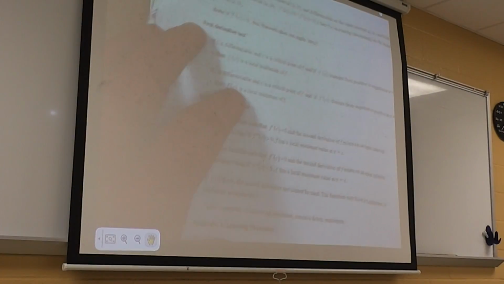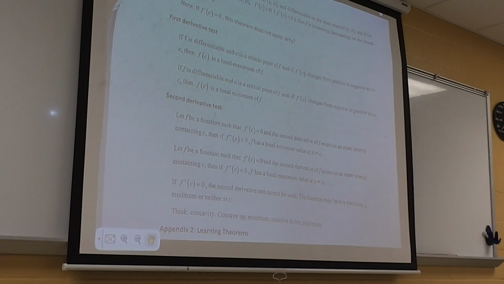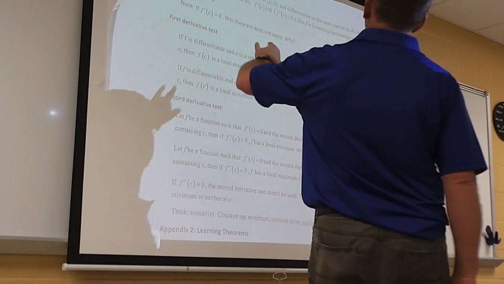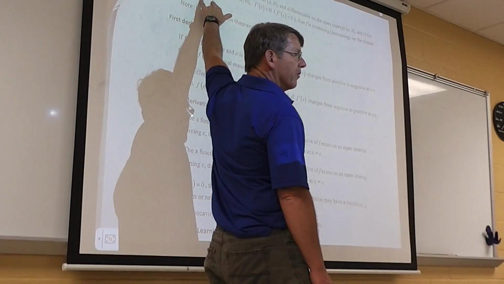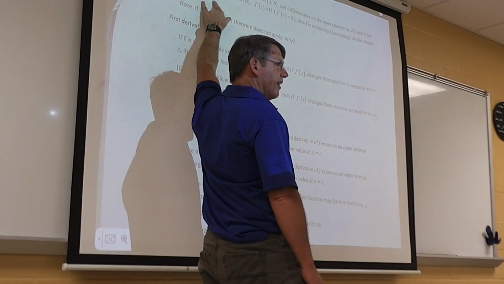The next page: increasing, decreasing theorem. Basically, all that says is if your derivative is positive on the entire interval, you're increasing on the entire interval. If your derivative is negative on the entire interval, then you're decreasing on the entire interval. And remember, intervals of increasing and decreasing are closed intervals. Intervals of concavity, no, they're open. Intervals of increasing and decreasing, you communicate them as closed.